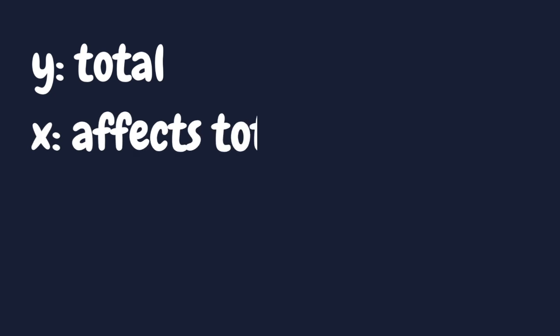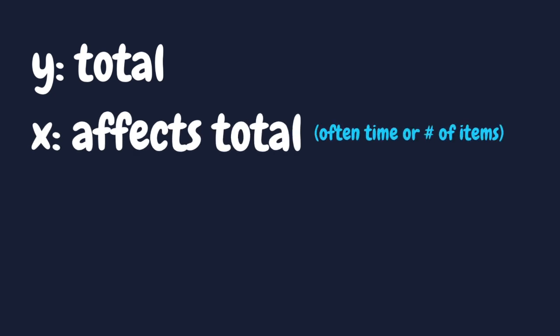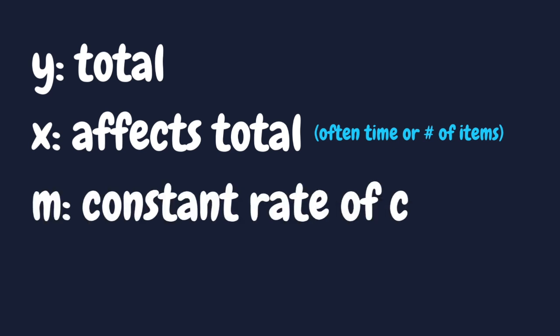Well, y is going to be your total. X is going to be the thing that affects your total. This is often time or a number of items being purchased. M is your constant rate of change. So if X were time, then M would be like, miles per hour.